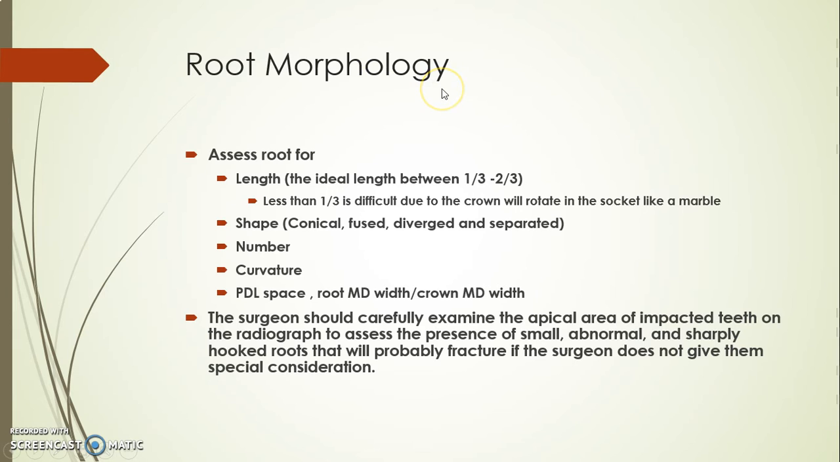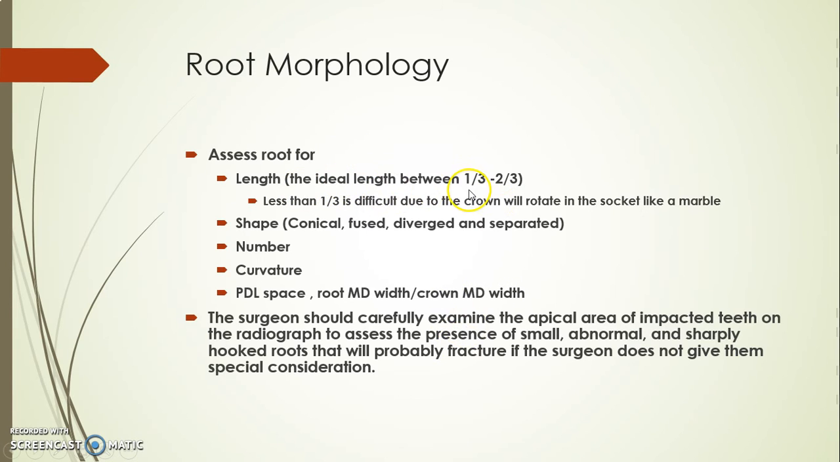Finally, we're going to go to the root morphology. Again, assess the root for the length, shape, number, curvature, any periodontal space, and we need to assess the mesiodistal width of the root compared with the mesiodistal width of the crown. If the mesiodistal width of the root is broader than the mesiodistal width of the crown, then we need to anticipate more bone removal or tooth or root sectioning, just to make the path of draw easier for us.